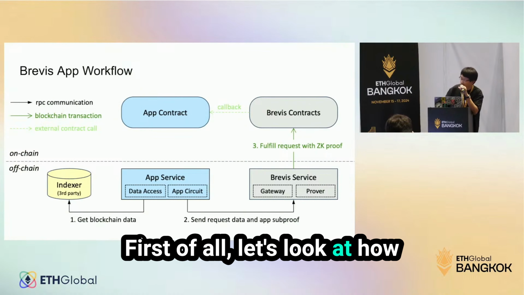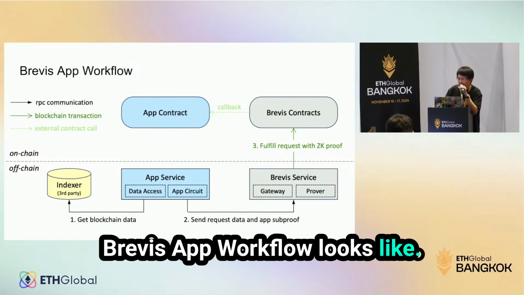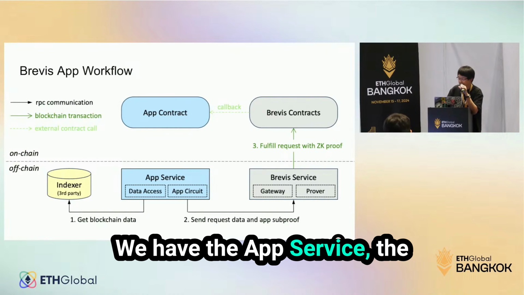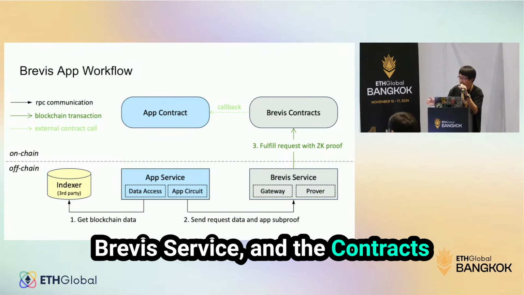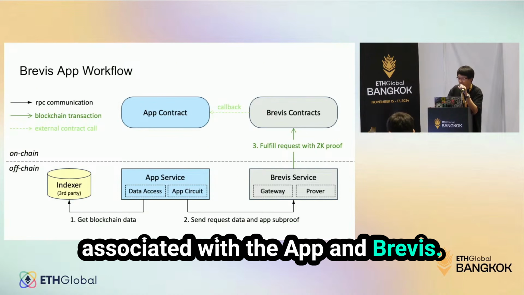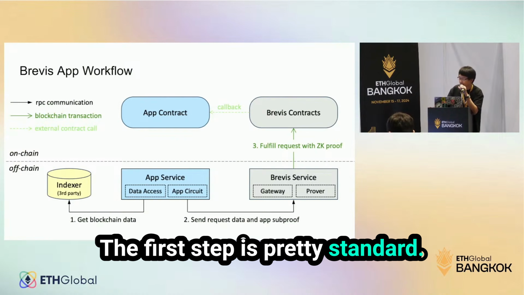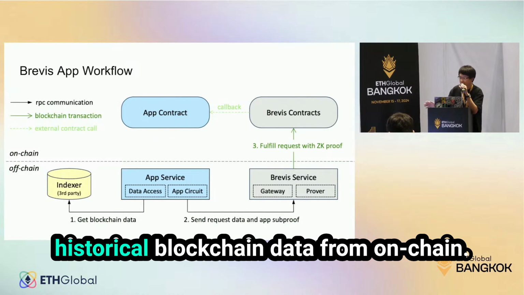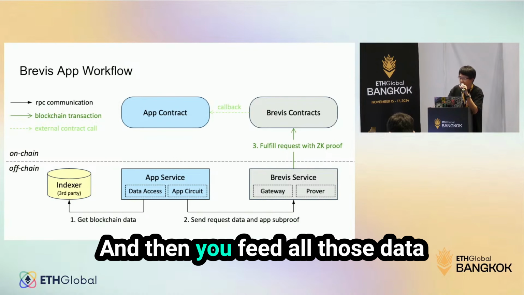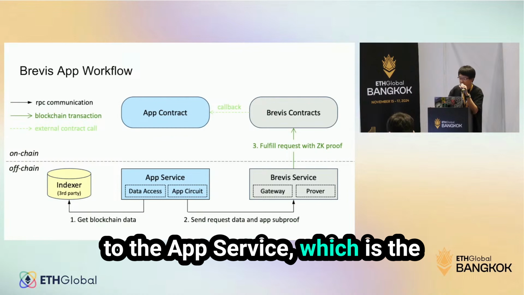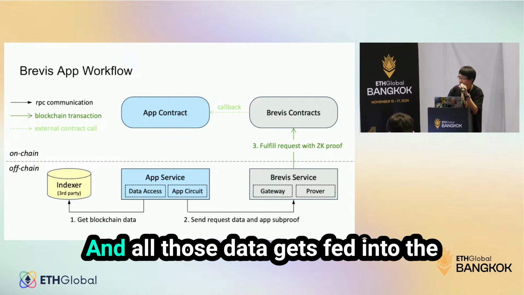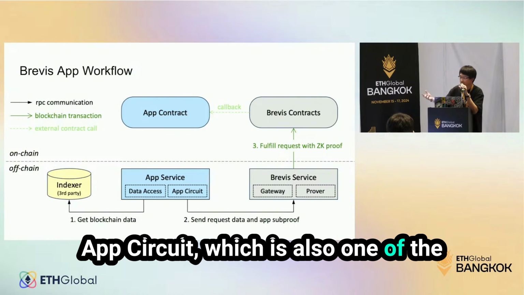First of all, let's look at how a Brevis app workflow looks like. As you can see, we have multiple components. We have the app service, the Brevis service, and the contracts associated with the app and Brevis. And the first step is pretty standard. You just use any sort of indexer, or you can just build your own, to get the historical blockchain data from on-chain. And then you feed all those data to the app service, which is the rectangular blue box that you built. And all those data gets fed into the app circuit, which is also one of the components you will build.